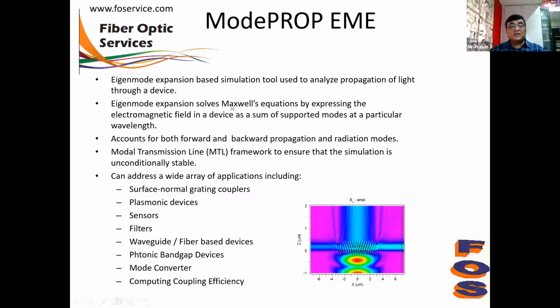So it uses the Maxwell equations, and it accounts for both forward and backward propagation and radiation modes. The model transmission line framework ensures that the simulation is unconditionally stable. So it uses the MTL technique for the stable output, or the stable results.